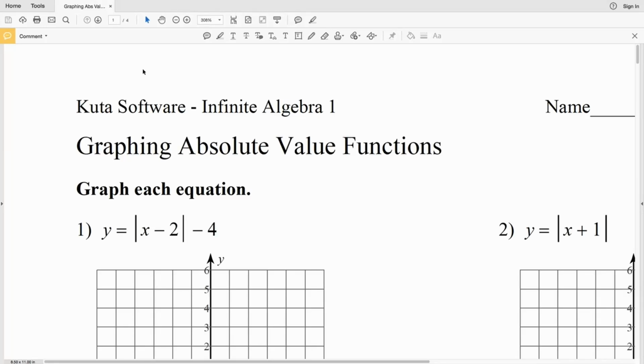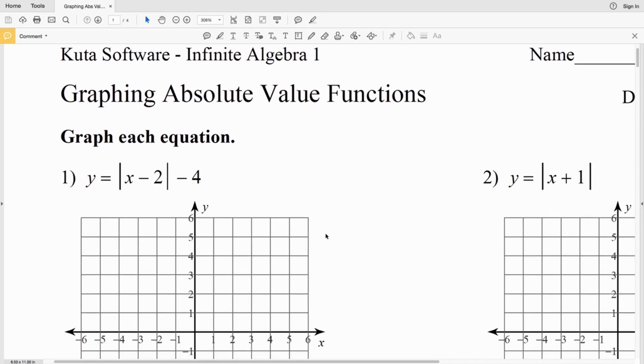In this video, we're going to start the Kuta Software free worksheet, Graphing Absolute Value Functions, under the Infinite Algebra 1 section. I'm going to split this worksheet up into 3 separate videos, doing numbers 1 through 4, 5 through 8, and then finally in the third video, 9 through 12. So let's go ahead and get started.